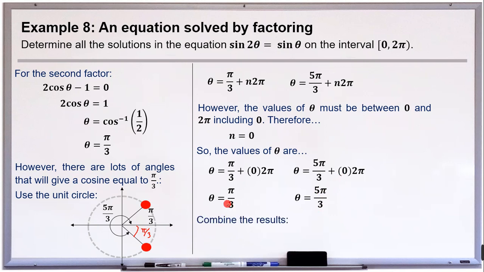That will give us pi over 3 and 5 pi over 3 when n is substituted by 0. Now combining the results, for the first factor we have 0 and pi, and for the second factor we have pi over 3 and 5 pi over 3. Therefore these are the angles that satisfy our equation and conform to our interval from 0 to 2 pi including 0. So this is our final answer.